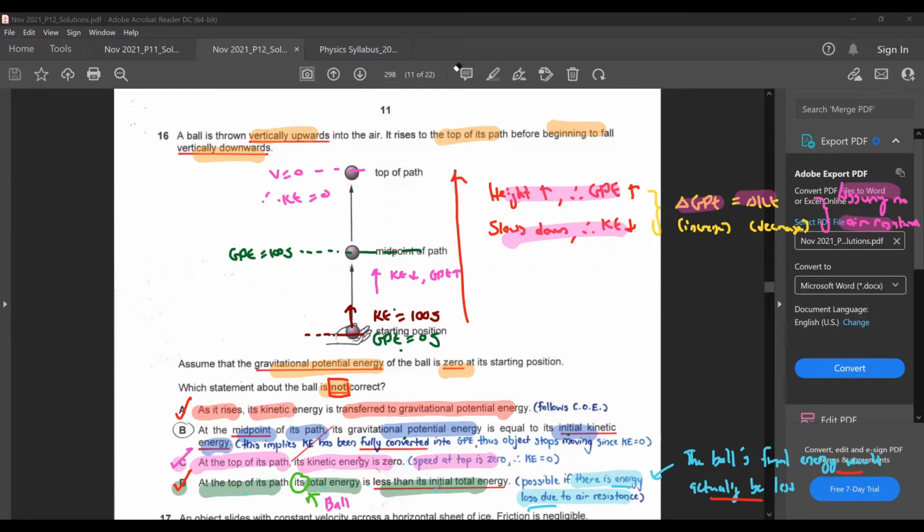Okay. So this would in turn mean that your KE is now 0 joules. Wait, let me just write this properly. So this one is not possible because you're still at the midpoint of your path. If your GPE at midpoint is the same as your initial KE, this means that your object has already stopped moving. Your ball has stopped moving at the midpoint of its path.